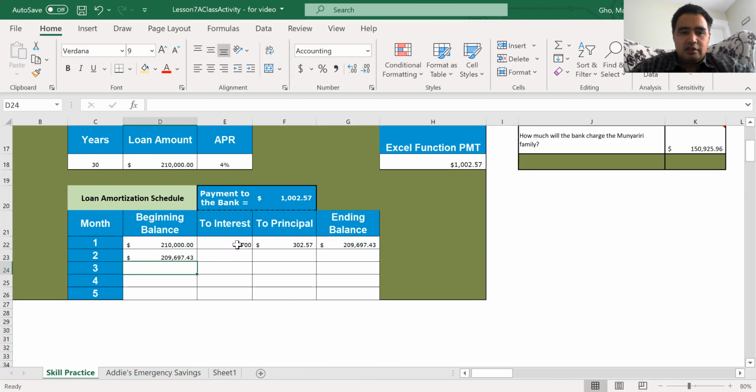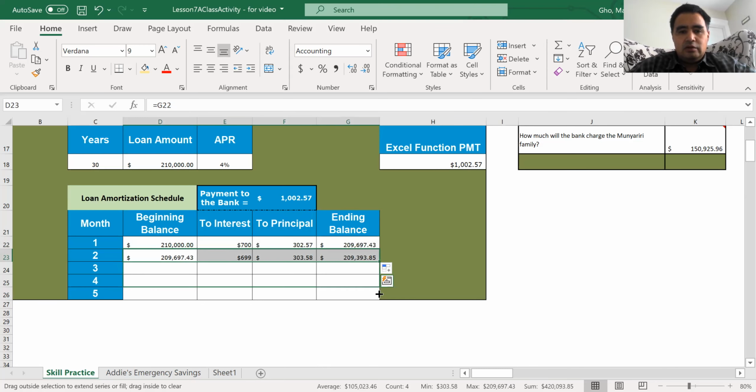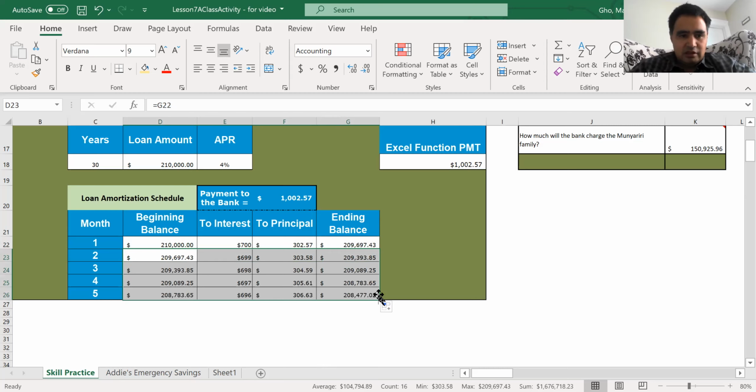And you do the exact same thing for the second month. And this time, because it's a smaller beginning balance, you'll notice that the interest they paid is a little bit less. And the principal that this family is paying is a little bit higher, and that pays down their balance a little bit more. And you could bring this down to right there, and that'll give us the first 5 years. Excel has pretty good recognition capabilities.